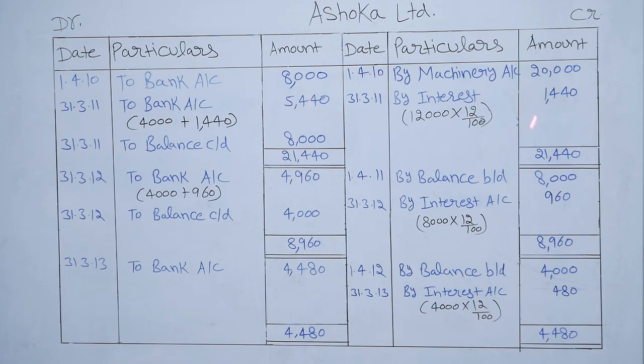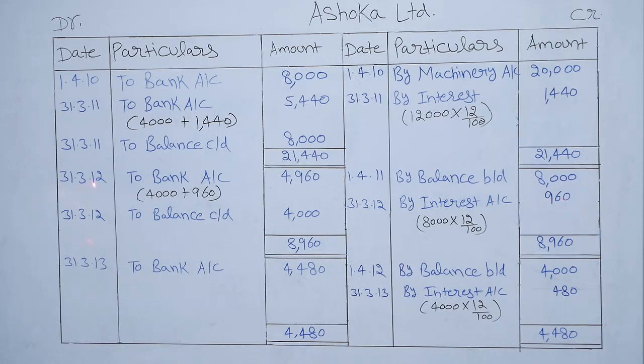So after adjusting all, we get to balance carried down of rupees 8,000 on 31st March 2011. This balance will be brought down to the next year. On 1st April 2011, by balance brought down rupees 8,000, and now we will charge interest on 8,000 rupees. Why 8,000? As out of 12,000 rupees, 4,000 we have paid, so balance is 8,000. So 8,000 into 12%, then we get 960 total interest.